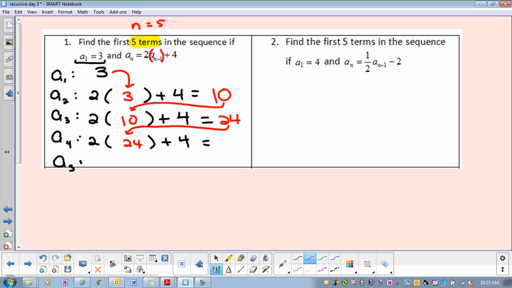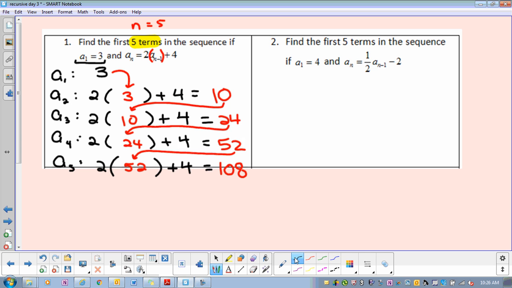Yeah. 2 times 24 is 48 plus 4. 62. Oh, I'm sorry. Is that what you said, Ethan? Yeah. Sorry. 52. 2 times the number before. So now I'm going to plug in 52. 2 times 52 plus 4? 108.